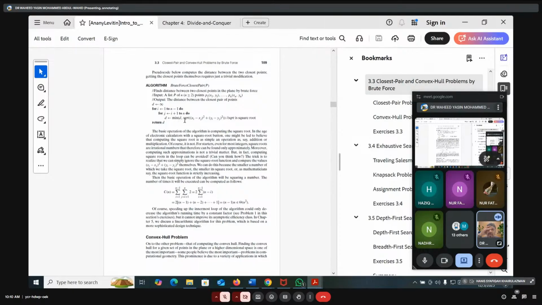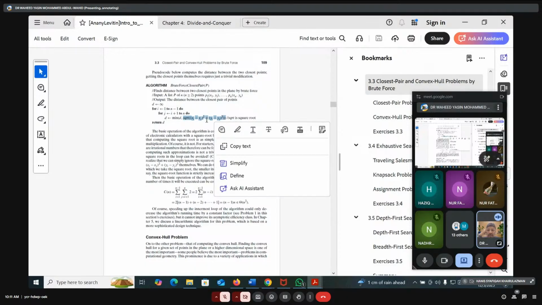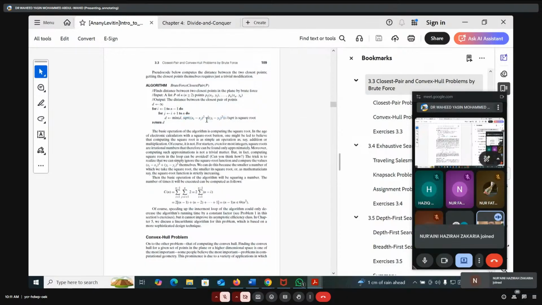So we compare each point with the other points. So d equals the SQRT of (xi minus xj) squared plus (yi minus yj) squared, the square root. So it will give me the distance with this one. Okay, so this is how to use brute force to find the closest pair problem. Now, using this algorithm, we go to divide and conquer.